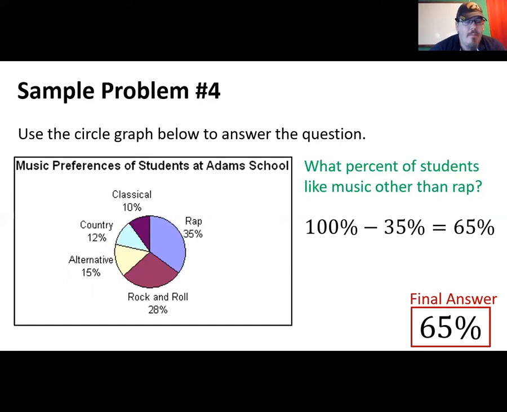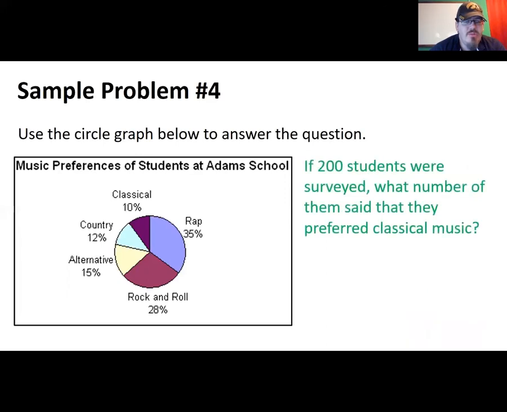Let's look at one more problem based on this chart. It says if 200 students were surveyed, what number of them said that they preferred classical music? So this involves doing a little bit of mathematical work because the chart itself doesn't show actual numbers, it shows percentages. And we know in the problem that 200 students were surveyed to figure out this data. So classical music is represented by 10% of the total. So we're going to find that value.